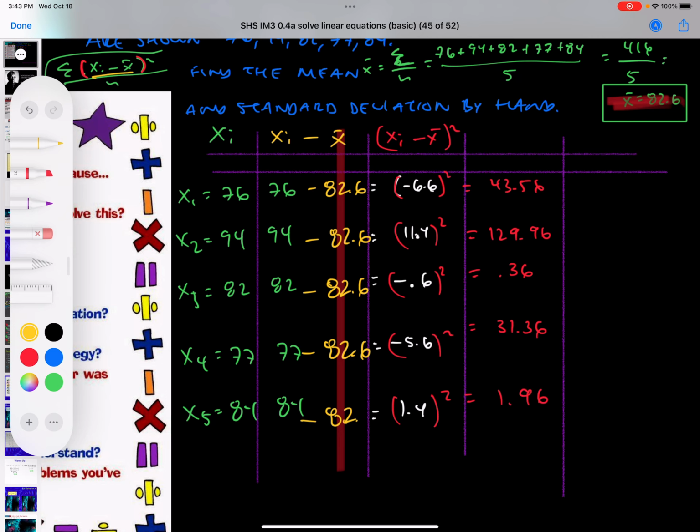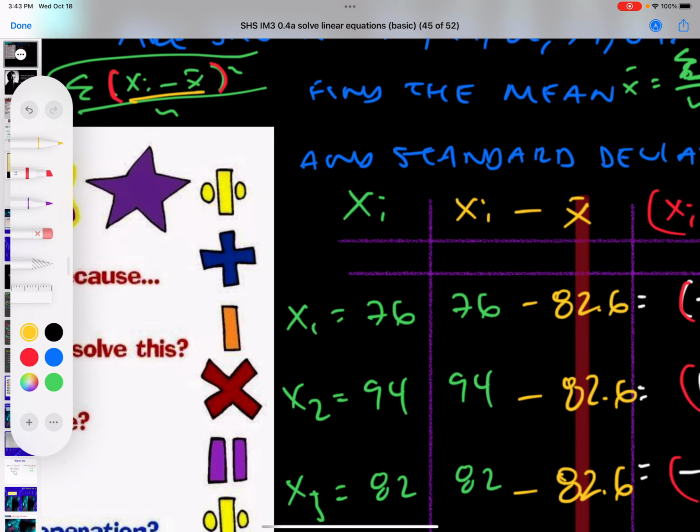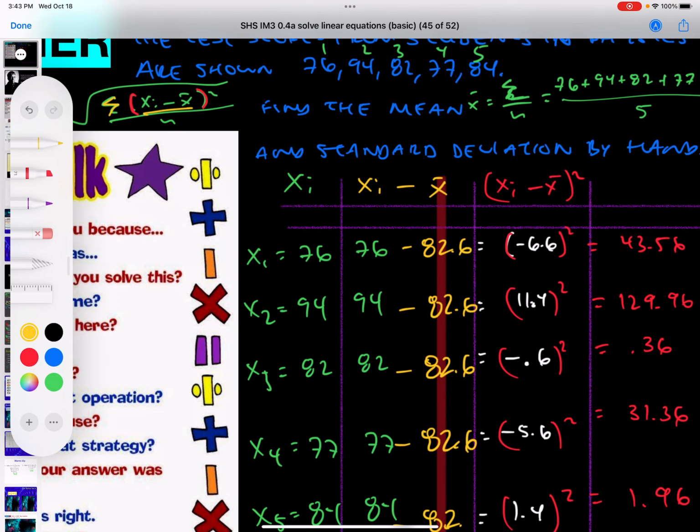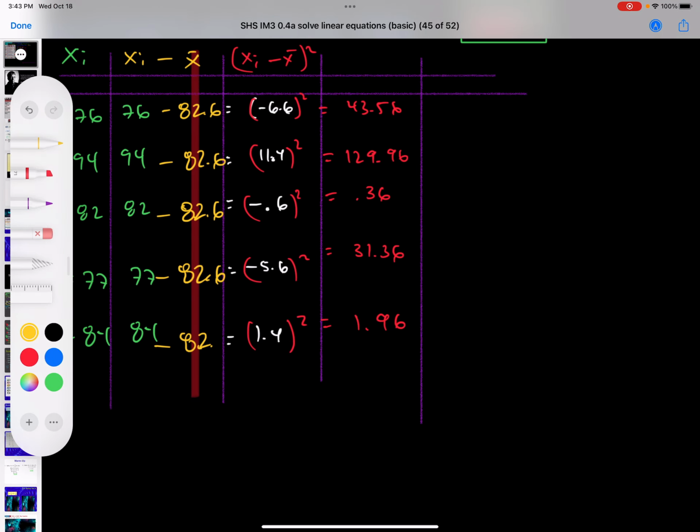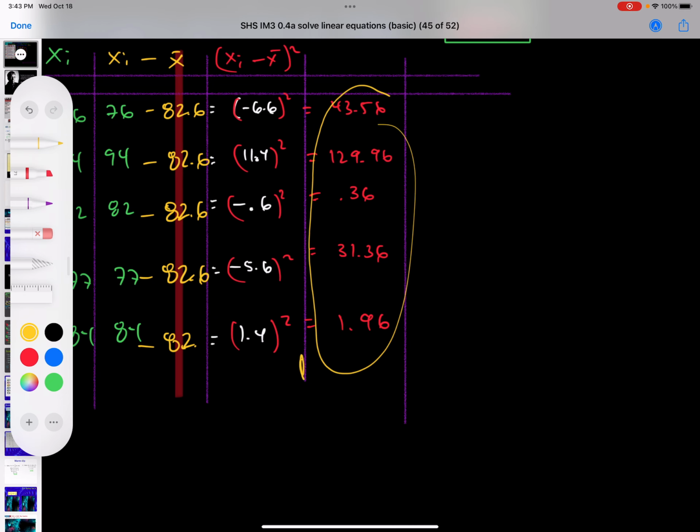Okay, if you look back at your formula, we've done all these things. Now we're going to do the summation. So if you add up all of these values, add them up, you will get 207.2.